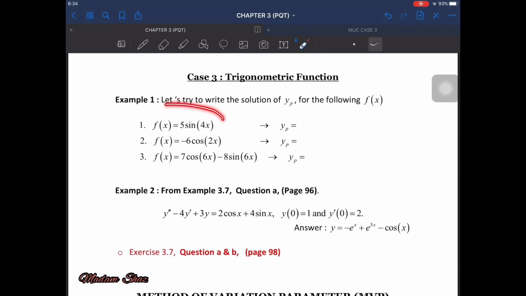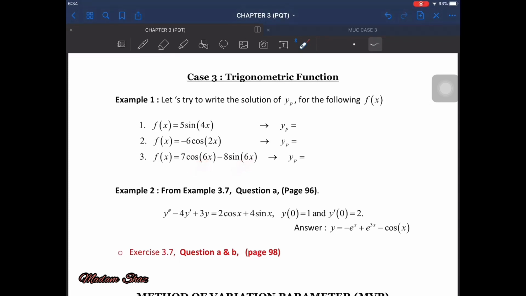So case 3 means that your f(x) is in terms of trigonometric functions. The trigonometric functions involved for case 3 are only sine and cos. So it depends whether you are given sine only or cos only. But if you have both sine and cos, for example, 7 cos 6x minus 8 sine 6x, you must make sure that the argument is the same.